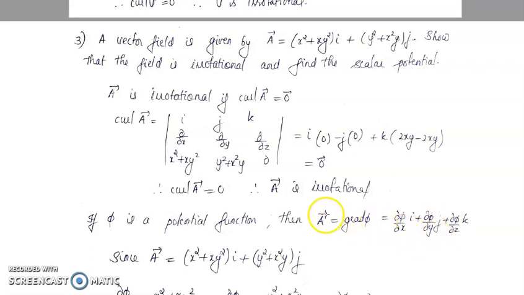Now A is a vector field. So we will equate the components of A with this. The i component of A is x square plus xy square. Therefore x square plus xy square is equal to ∂φ/∂x, and ∂φ/∂y is y square plus x square y, and ∂φ/∂z is equal to 0.